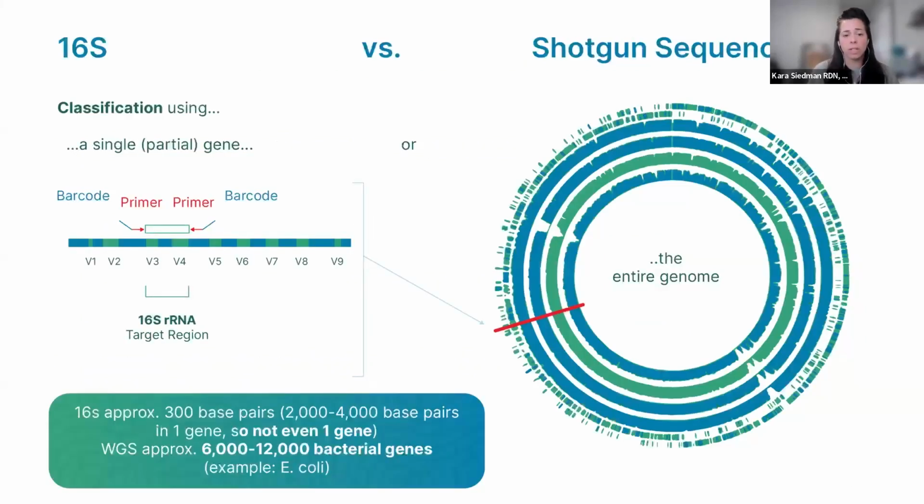So this is just the difference. Whole genome sequencing includes the entire genome, whereas with 16S you're really just taking a small portion of that gene and then you're amplifying it using PCR to just get a few bits of information about that bacterial gene.